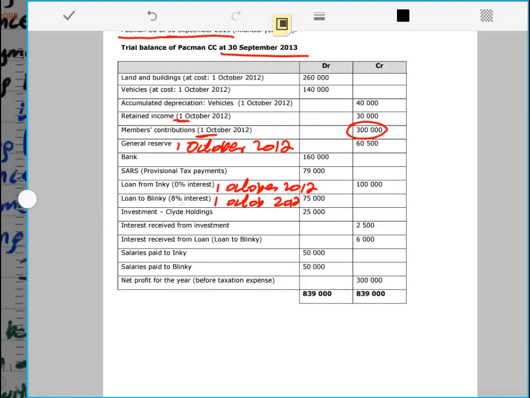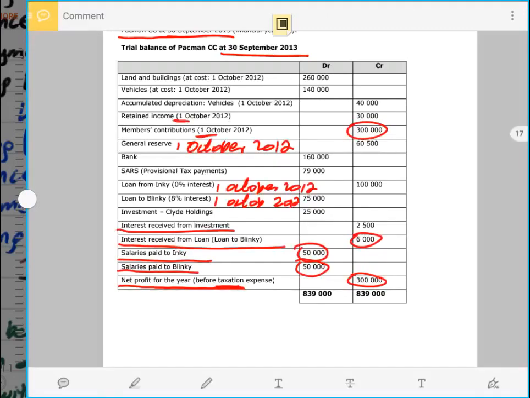Then after, we have interest on the investment, which will not affect the statement of changes in equity for the close corporation. However, the interest that was received on a loan of 6,000 will affect our transaction with the members. And we also have the salaries that we paid, which will affect the transaction with the members, and another salary that will affect the transaction with the members. And we are given the net profit for the year, before the taxation expense was taken into account, of 300,000 rands, which indicates that tax must still be accounted for.